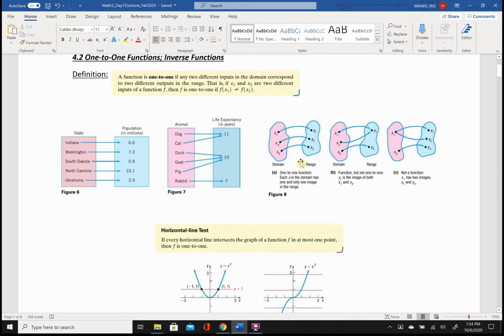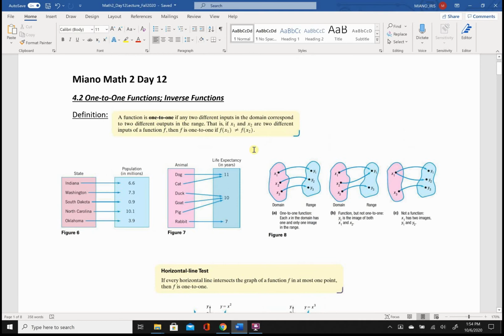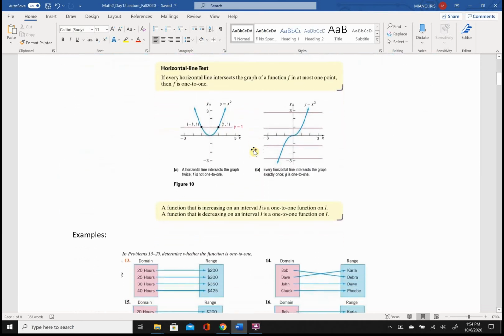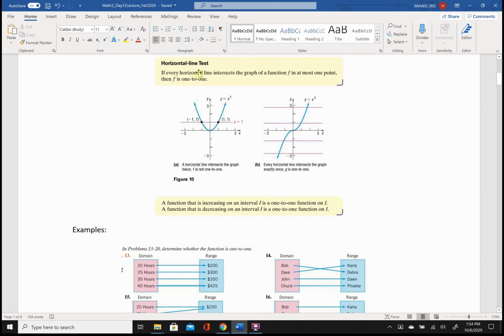Now, going back to this idea of being one-to-one, is there a way graphically that we can test this out? Indeed there is. It's called the horizontal line test. If you recall, the vertical line test was used to determine if a relation was a function. Now we have the horizontal line test, which determines if a function is one-to-one.